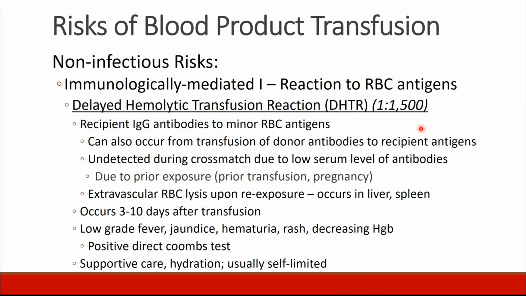What happens here is that the red blood cells become attacked and they have lysis of red blood cells when they are re-exposed to the patient. And this occurs in the liver or in the spleen, but it doesn't occur acutely, that's why it's called delayed. It occurs 3 to 10 days after transfusion. Patients have much more mild symptoms: fever, jaundice, hematuria, maybe a rash, a puzzling drop in their hemoglobin. They will still have a positive direct Coombs test, but especially in a post-operative patient or a post-hospital patient, some of these symptoms may occur in a patient who has been sick. The treatment here is only supportive care, hydration, and it's usually self-limited.